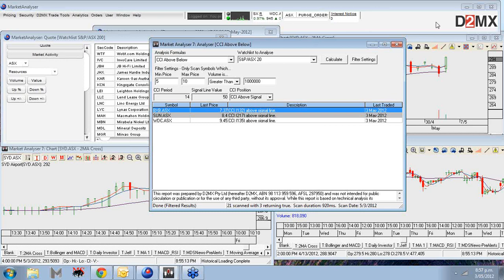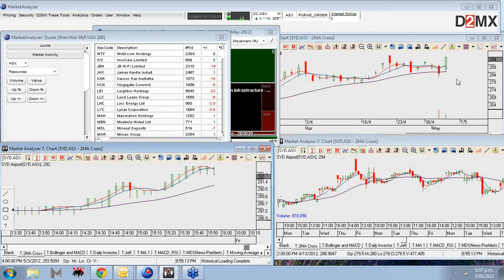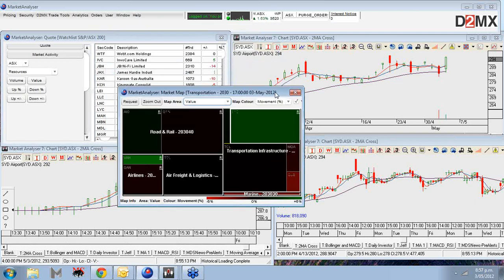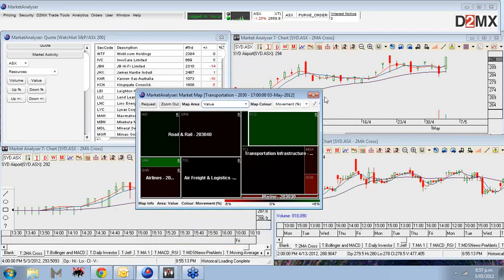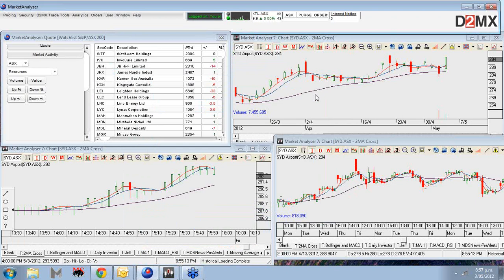So are there any questions on any of the tools that we've had a look at tonight? Any of the different pieces, or any aspect of the program? Doesn't just have to be what we've looked at this evening. Any questions on any of that with the new Market Analyser 7?